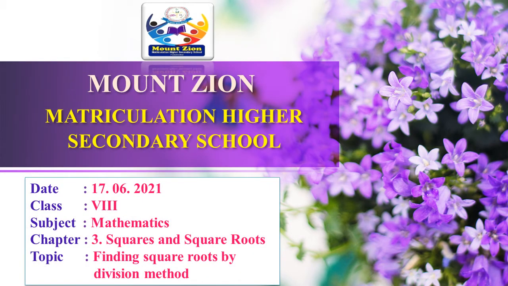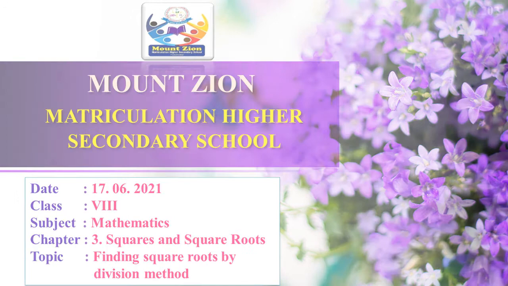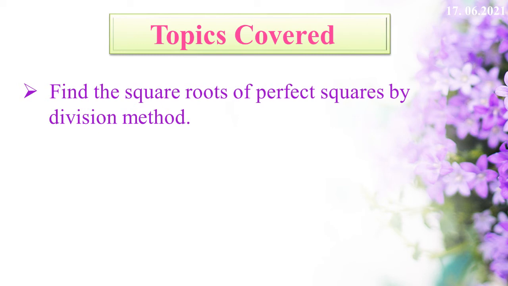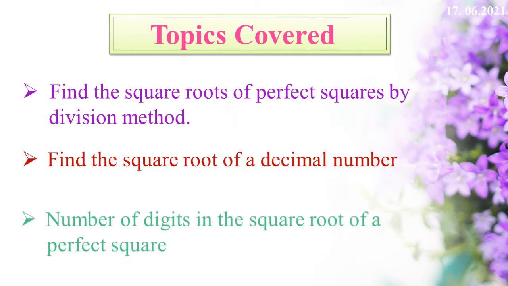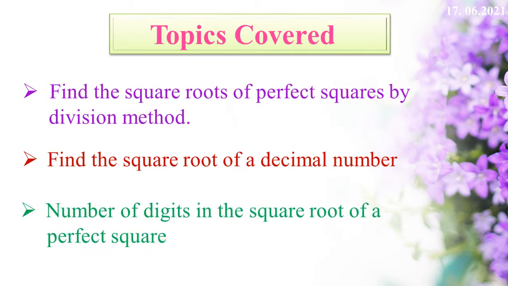Hi children, in this video we are going to learn 8th standard mathematics chapter 3, squares and square roots, topic: finding square roots by division method. In this session we are going to learn how to find the square roots of perfect squares using the division method, how to find the square root of a decimal number, and how to find the number of digits in the square root of a perfect square.